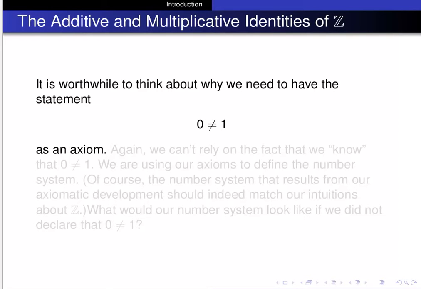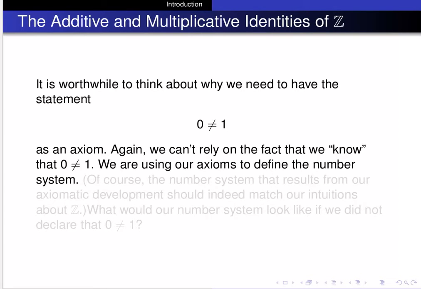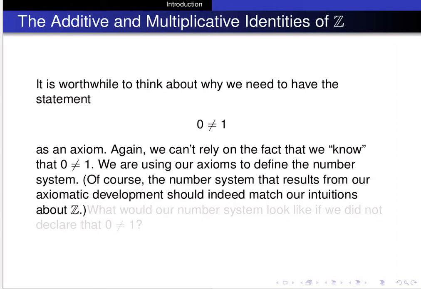That's a little bit odd. It's worthwhile to think about why we need to have the statement 0 is not equal to 1 as an axiom. Although we believe that we know that 0 is not equal to 1, we can't rely on that fact. We either have to prove that it's true or do what we do here and take it as an axiom. So we're using our axioms to define the number system, and of course a number system that results from our axiomatic development should match our intuition. So we better either have as a result or an axiom that 0 is not equal to 1, because that sure as heck is a part of the integers as we know them, right?